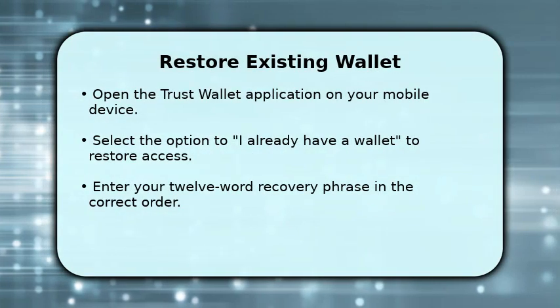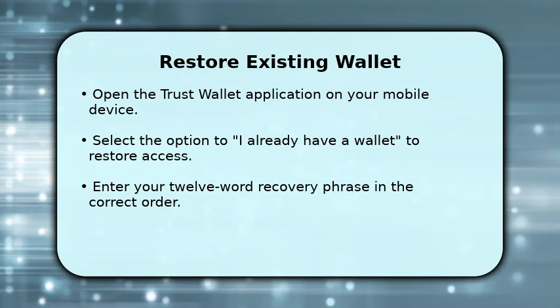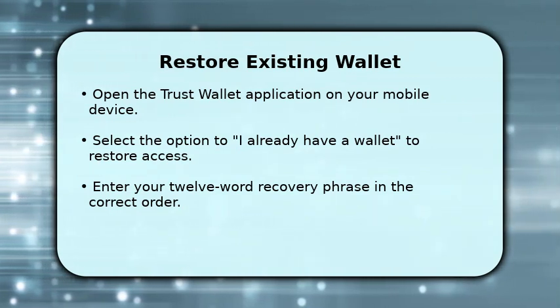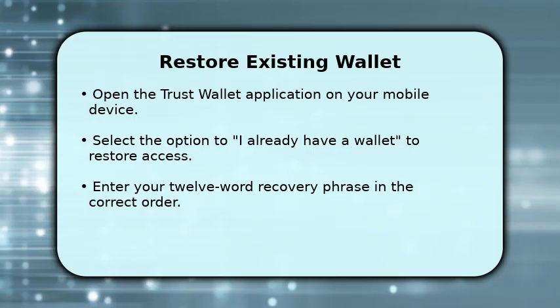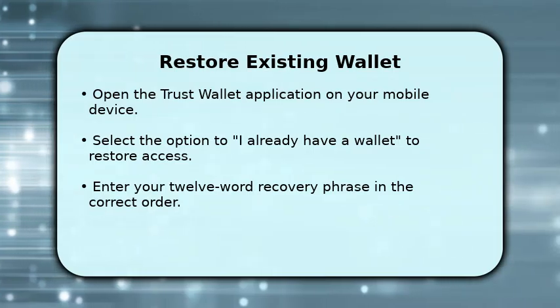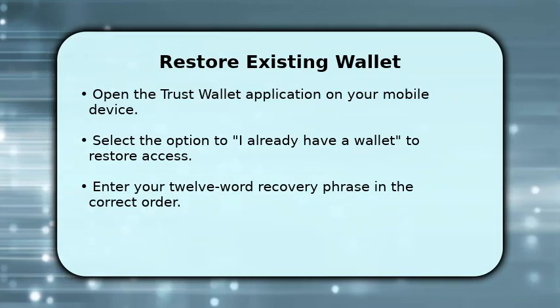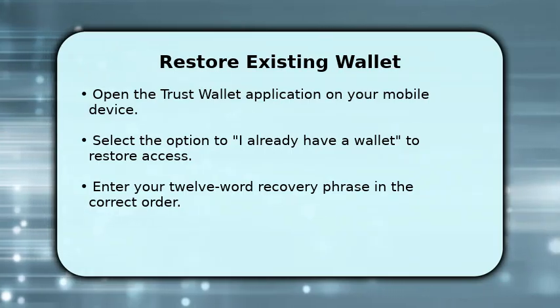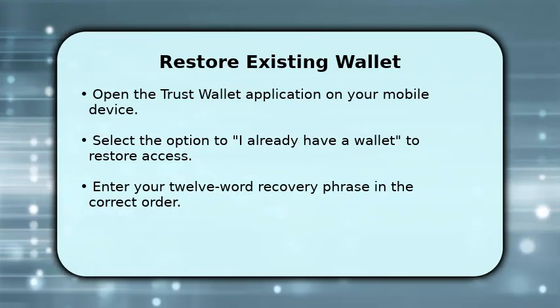If you already have a Trust Wallet, accessing it is straightforward. Simply open the application and select I already have a wallet. You will then be prompted to enter your 12-word recovery phrase. It's vital to type these words in the exact order they were given to you during your initial setup.